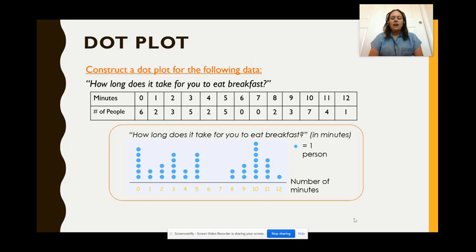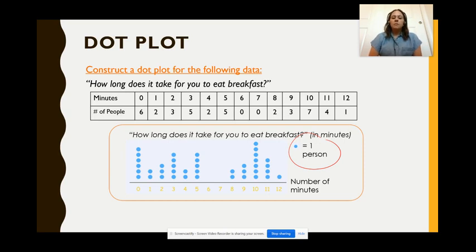Couple things to notice. It's important that we have equidistant units. We have our axis labeled. We have a title. We are clear on units. And not only are we clear on units, but we are clear as to how many people in this case each dot represents. It's typically assumed that it's 1, but you can technically let a dot represent more than 1 as long as you're consistent.